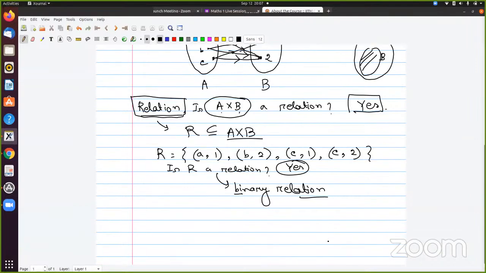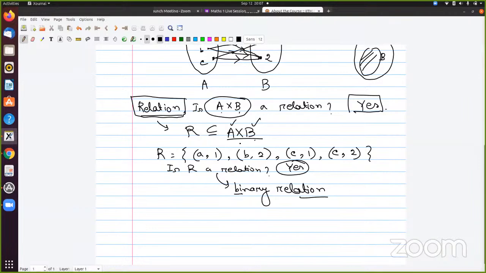Sir, I didn't understand binary relation. So binary means we are dealing with two sets, right? A cross B. There are two sets, A and B. And whatever relation we are defining, that is a subset of A cross B. So R is a subset of the Cartesian product of two sets, not more than two sets. So that's why it is called a binary relation. Thank you, sir.